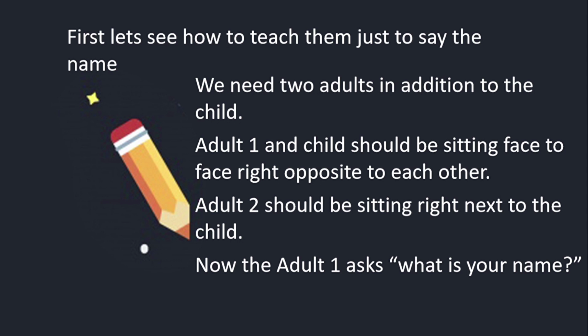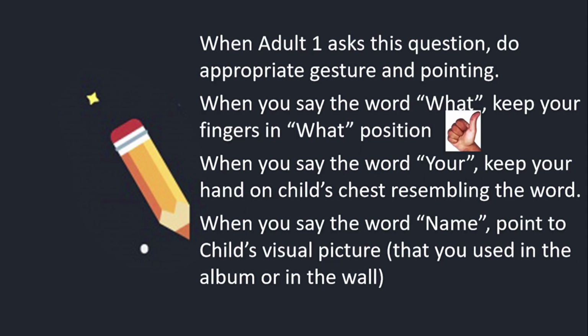We need 2 adults in addition to the child. Adult 1 and the child should be sitting face to face, right opposite to each other. Adult 2 should be sitting right next to the child. Now adult 1 asks, "What is your name?" When adult 1 asks this question, do appropriate gesture and pointing.